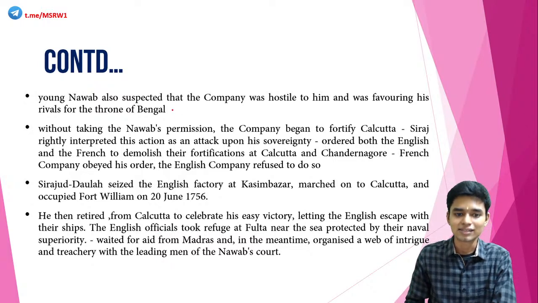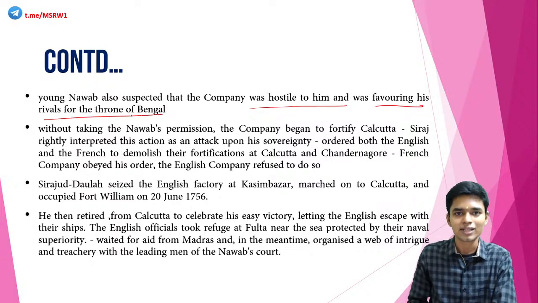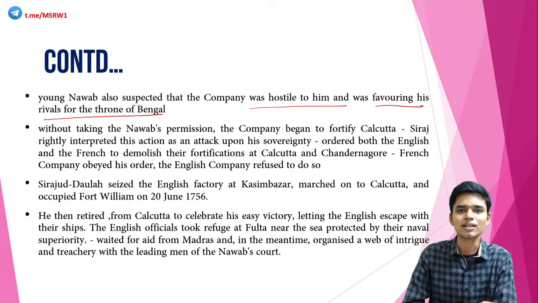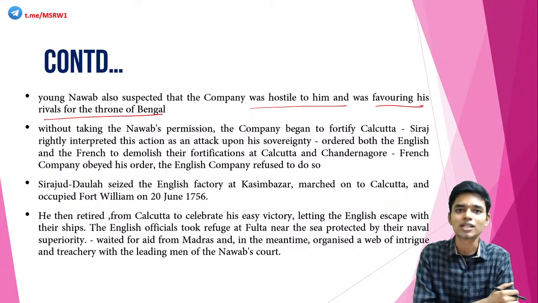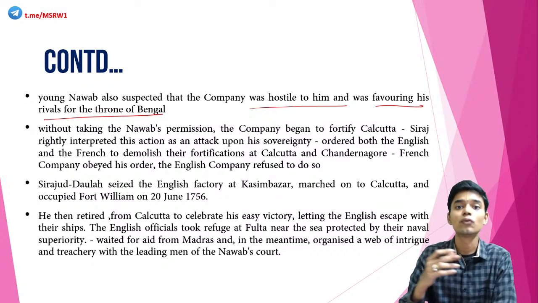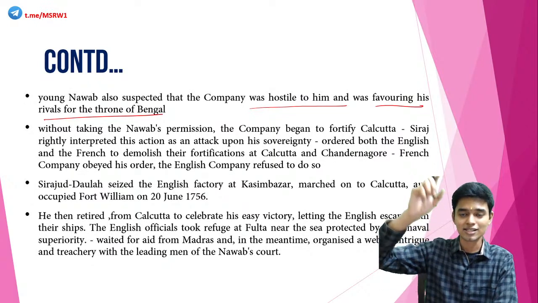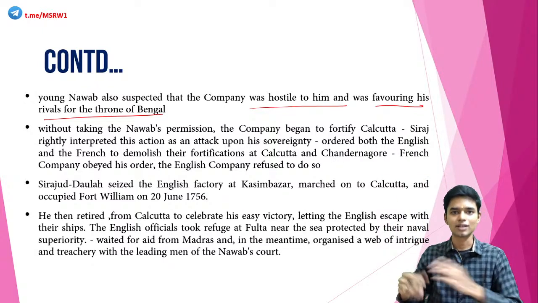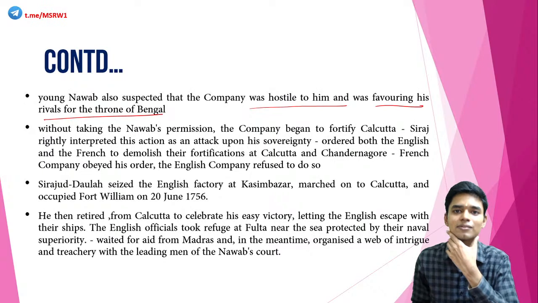So what happened? The young Nawab always suspected the company was hostile to him and was favoring his rivals for the throne of Bengal. Sirajuddaulah was actually not happy with the English East India Company. When he came to power, he suspected that the company was conspiring against him. Without obtaining his permission, the English East India Company started to fortify their possessions in Bengal. Earlier Alivardi Khan had prevented this, but now, even without permission from the Nawab, the company started fortifying their English settlement in Bengal.